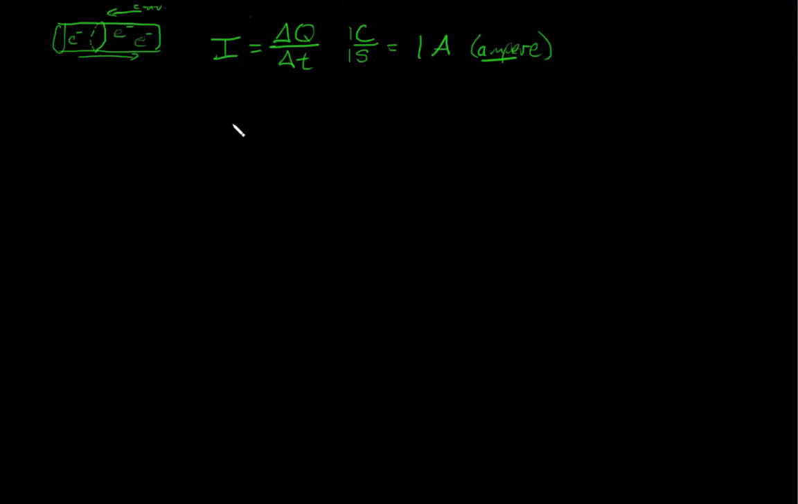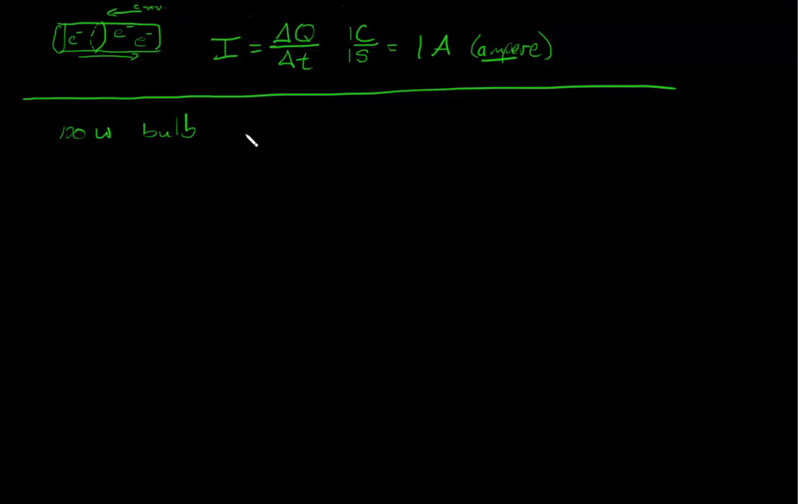So let's think about this. Let's just start looking at a problem. We have a 100 watt light bulb with a current of, let's say, 0.83 amps. How much charge goes through the bulb in 1 minute?